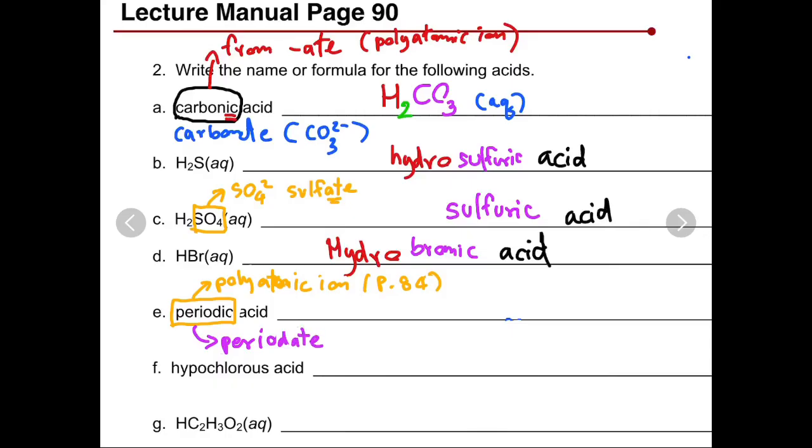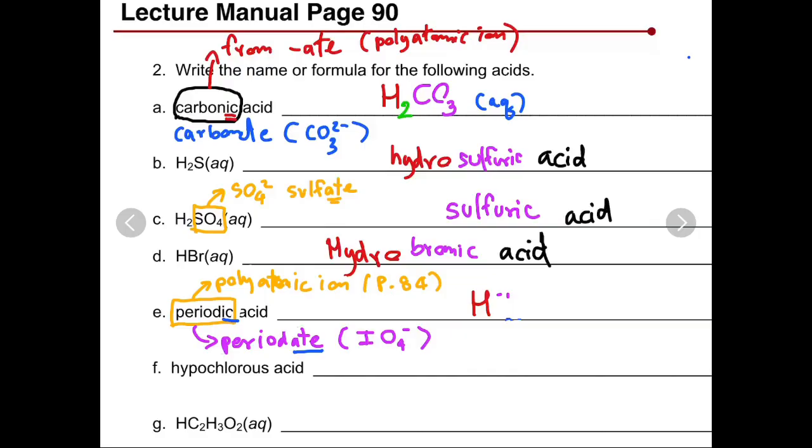How do I know? Well, because we know that if it's ending with ate, we change to ic, right? So that's how I know. So if you look up the chemical formula of periodate, you will see that it's going to be IO4 minus. Therefore the chemical formula of this, because the periodate is 1 minus, you are going to use only 1 hydrogen, right? Because hydrogen ion is positive 1, this is negative 1, so it's going to be 1 to 1.